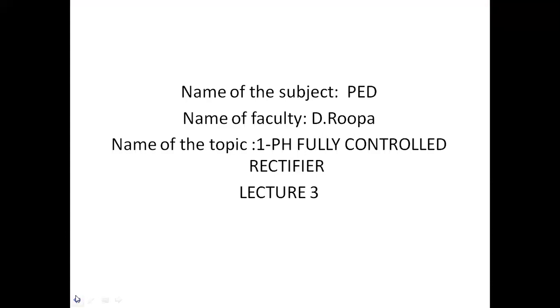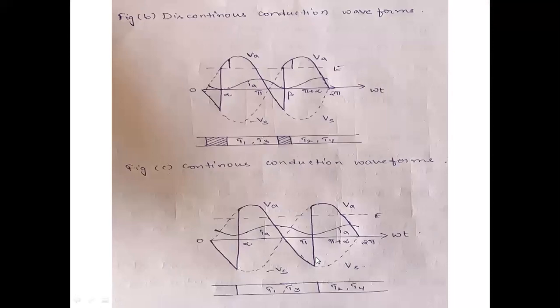So in previous lectures, we have discussed discontinuous conduction mode. Now we have entered the continuous conduction mode. In continuous conduction mode, if you see figure C, this is the continuous conduction mode diagram. In this, current will not be equal to 0 at any time. That's why it is called continuous conduction mode.